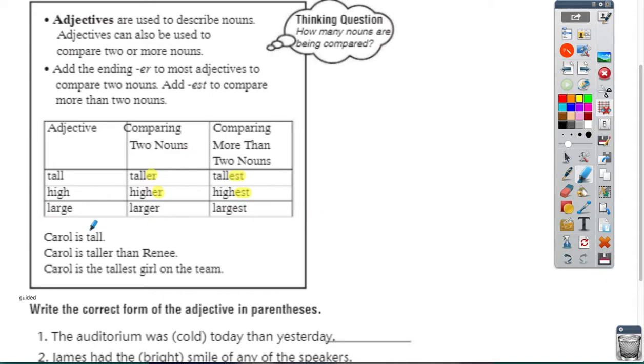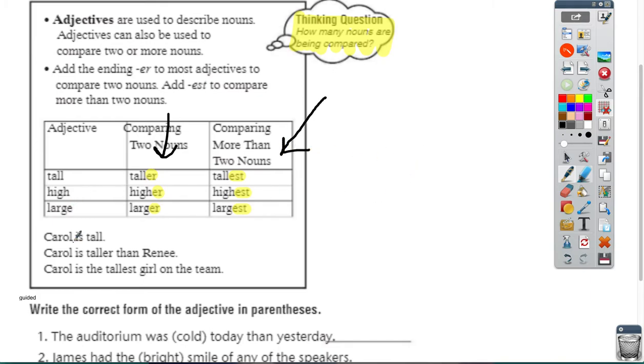And the last example that we have is large. How many syllables? Large, 1. So when comparing two things, we add ER, so it becomes larger. And when comparing three things, we add EST, so it becomes largest. Now, to determine the ending you want to add, you just ask yourself, how many nouns are being compared? Use this thinking question right here. How many nouns are being compared? If it's 2, you're going to add ER. If it's more than 2, you'll add EST.